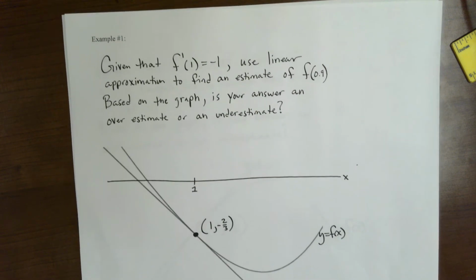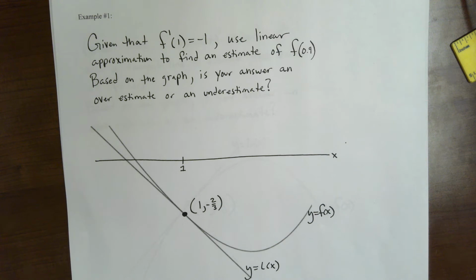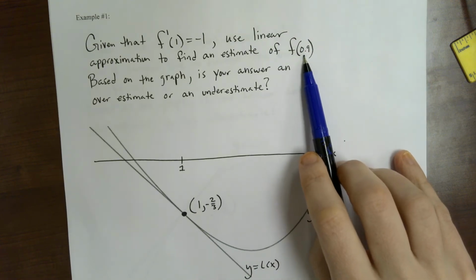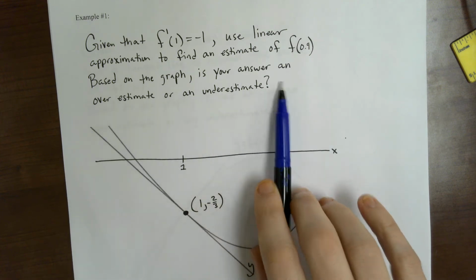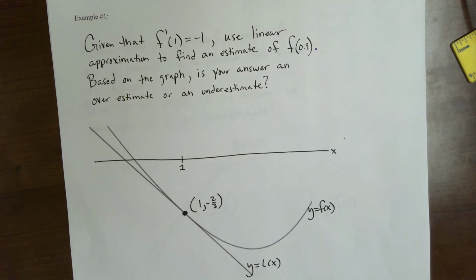So example number 1. Given that f prime of 1 equals -1, use linear approximation to find an estimate of f of 0.9, and then based on the graph, is your answer an overestimate or an underestimate?